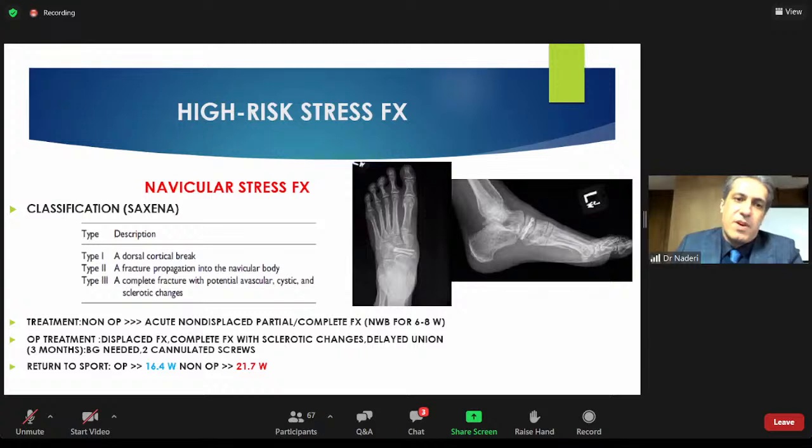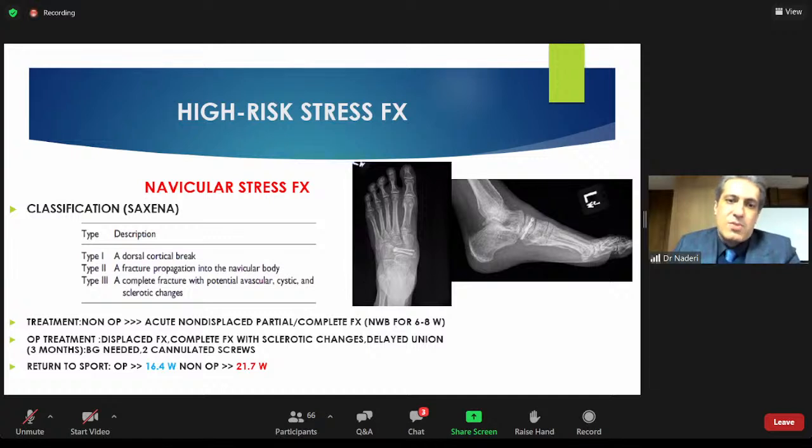In type 1 and 2, the fracture is incomplete. The dorsal cortical break is type 1. Type 2 is a fracture propagation in the navicular body. And type 3 is a complete fracture with potential vascular, cystic, and sclerotic changes.